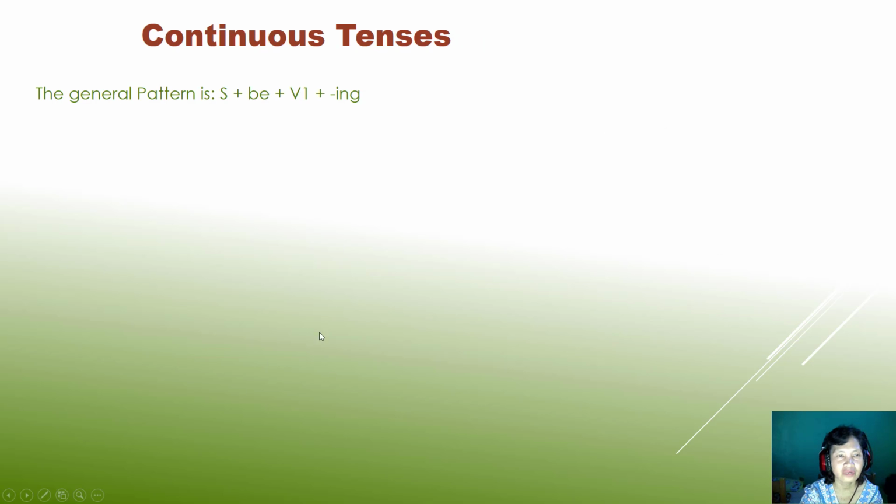Okay, so we continue to continuous tenses. The general pattern is S plus P, verb 1 plus ing. Verb 1. We cannot have verb 2 or verb 3, because what is added by ing is only verb 1. And because here the general pattern is S plus P and plus verb 1 ing, so the verb is in the same form for all the tenses. But what is changed is the to be. That's why I show you here again the form of to be.